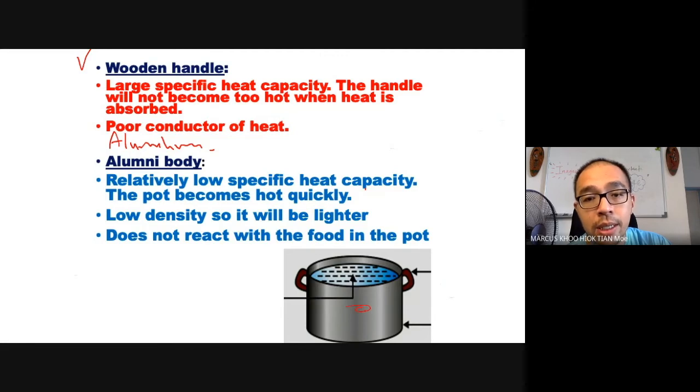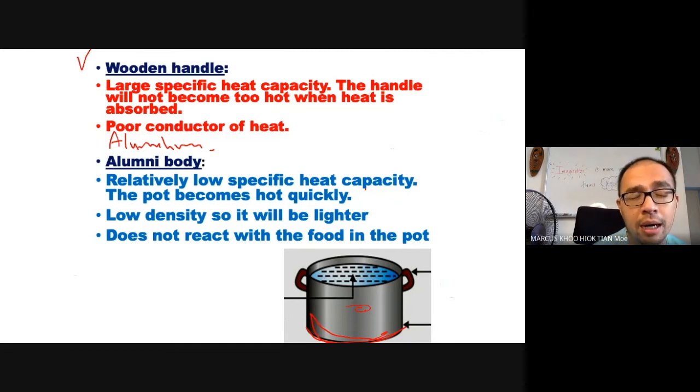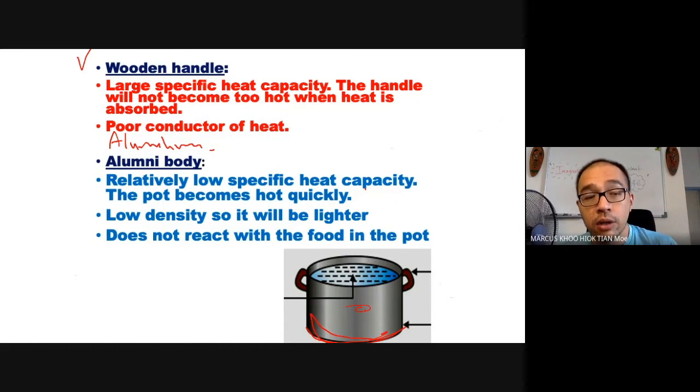The body is aluminium, but the base down here is made of a different material, which in a good pot is made of copper. A good pot will be made of copper. Because both copper and aluminium have low specific heat capacities, you get hot faster. The handle is the most important thing.